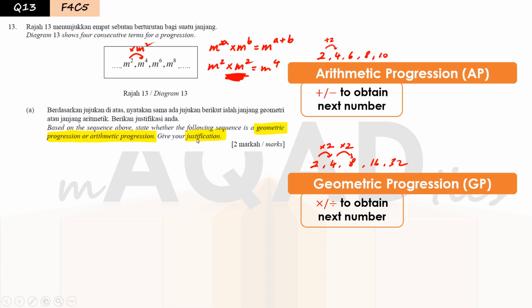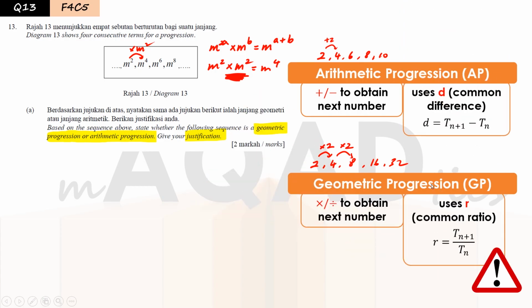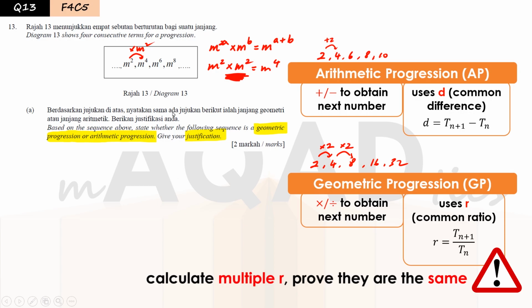So now, how do we justify? How do we prove? Right, so we need to pull in another property for geometric progression. As you know, geometric progression uses r, which is the common ratio. So to prove this, we need to calculate multiple values of r, okay? And if we can prove those values of r are the same, then it is a geometric progression, okay?